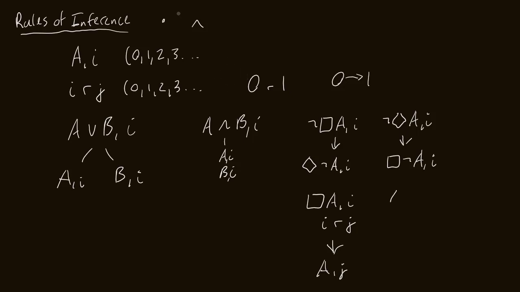So now what about with our diamond? Well, if we have diamond A and I, we can then assume, right? Diamond A and I means that there is some world that I accesses in which A is true. What we do is we then name that world. We say I relates to J, and then we say that A is true in J.